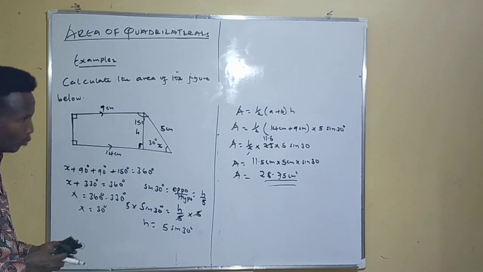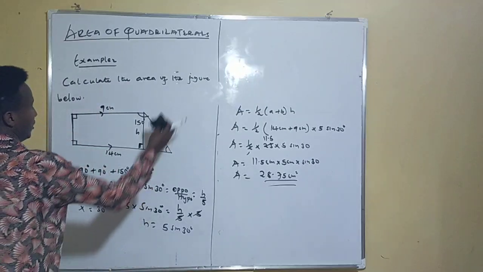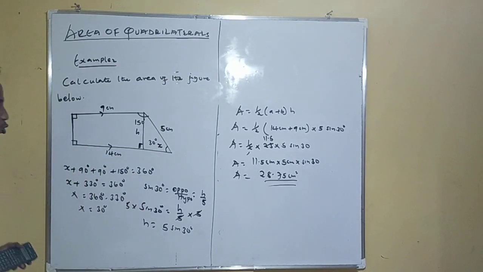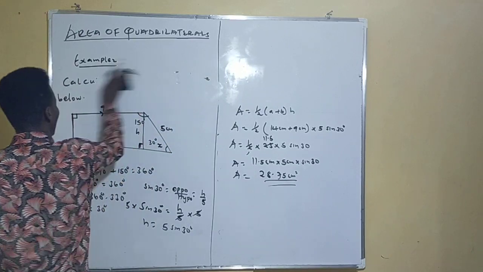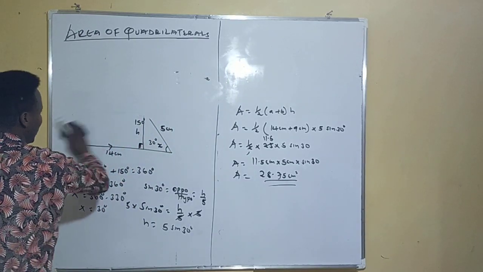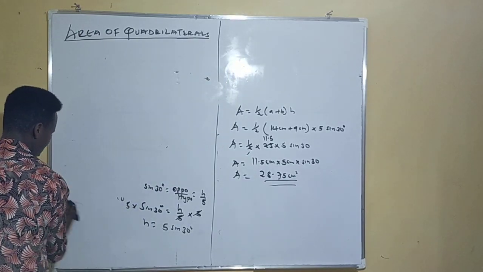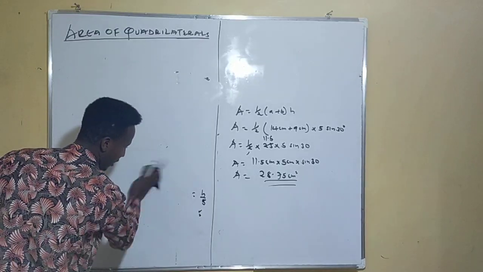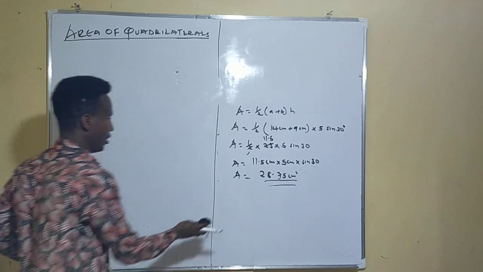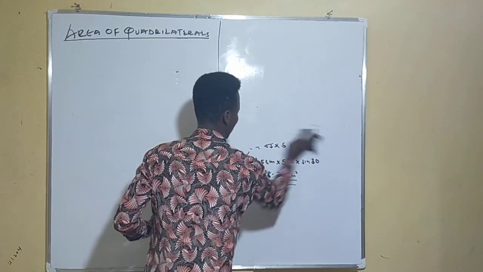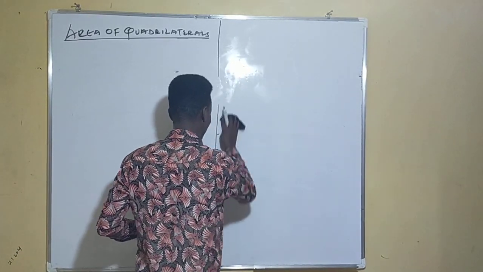Then we will move to area of kite. I hope you're getting this. You will form an expression for the h, then get the area. Let's go to area. How to calculate the area of a kite, for your information, guys.